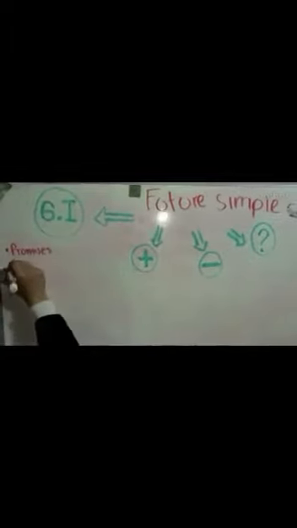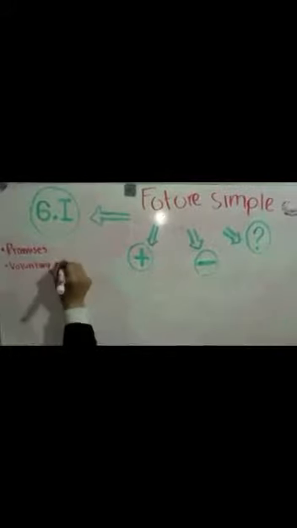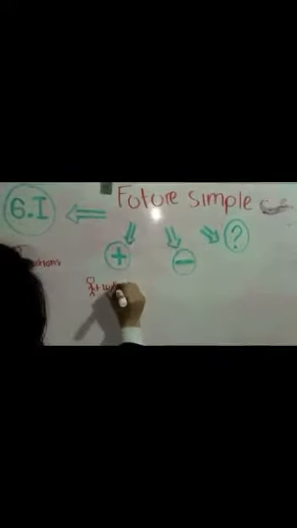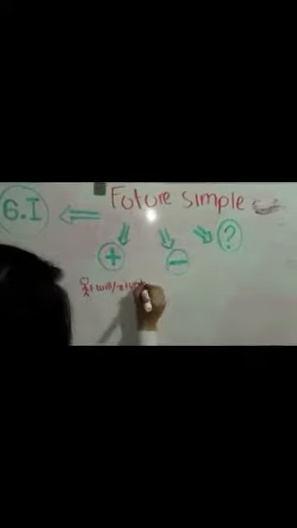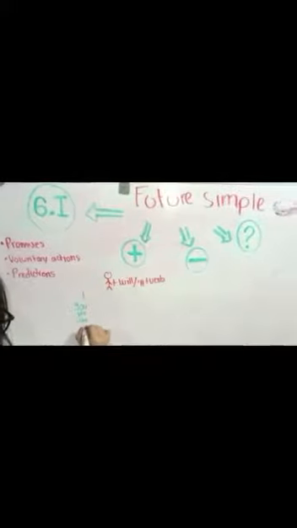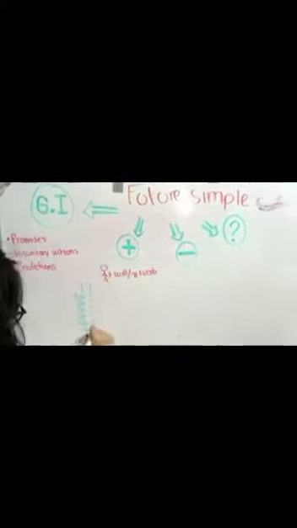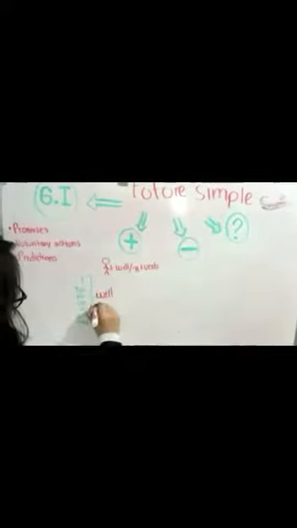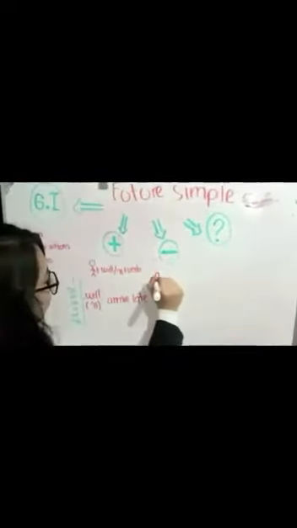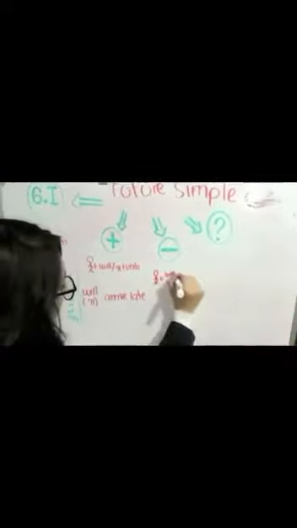Future simple. We use future simple for promises, for voluntary actions, for predictions, and for a positive form, we use subject plus will and verb. For example, for I, you, he, she, it, including we and they, we use will plus a verb like arrive late.